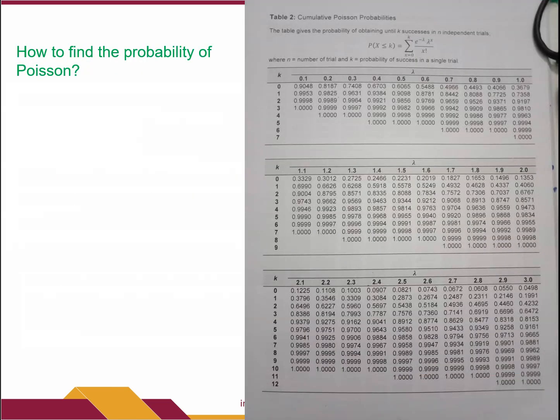So now we want to find the chi-squared distribution. However, first we must know how to find the probability in order to find the value of our expected, which is NPI.